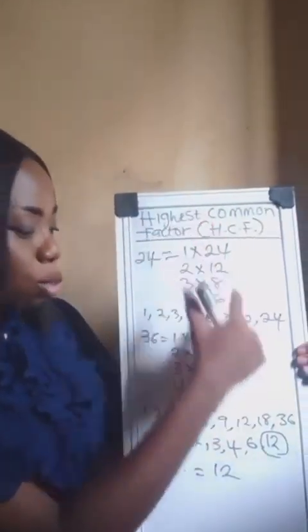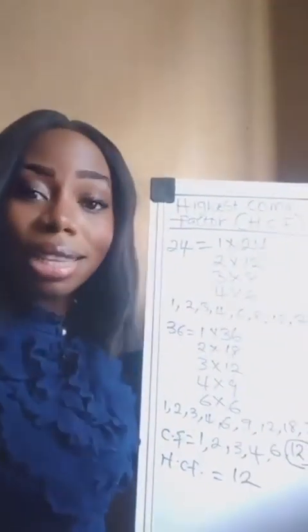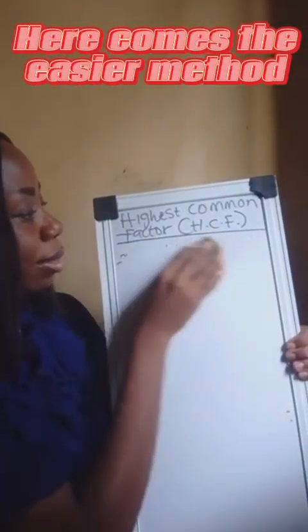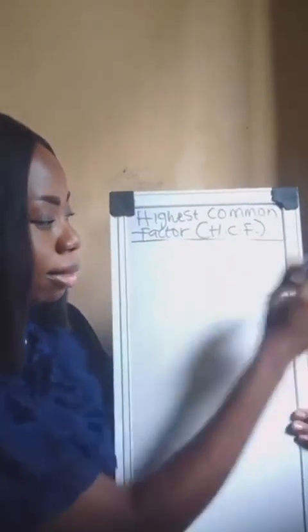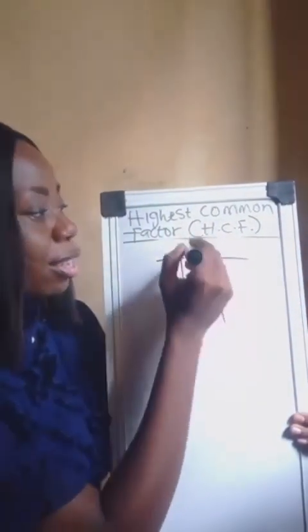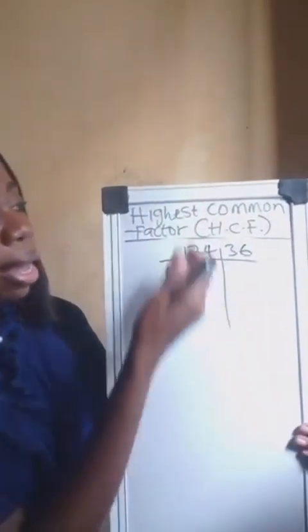So let us treat this. We already know that the highest common factor is 12, right? So let's do it with the easier method. Okay, so we have to find the HCF of 24 and 36. All we need to do is just draw a tabular form like this. 24 and 36, right? Good.